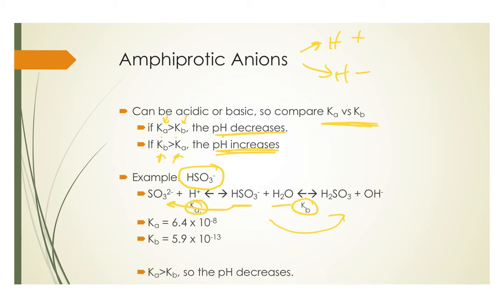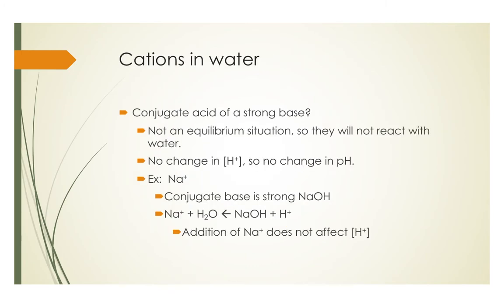All right, so if we take a look at these and ask which one is stronger, we can see that Ka is on the order of 10 to the negative 8th, and Kb is 10 to the negative 13th. So this is a situation where Ka is greater than Kb. And so as a result, you're going to get the acid reaction happening, and the pH is going to decrease.